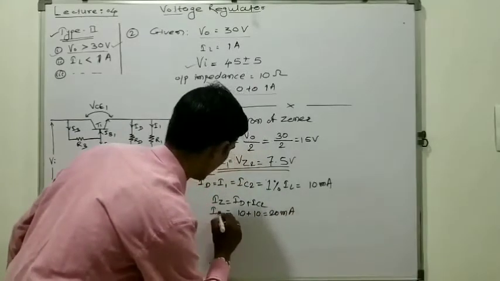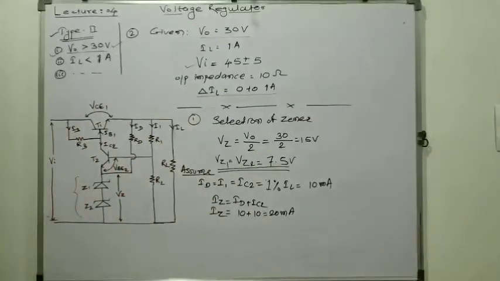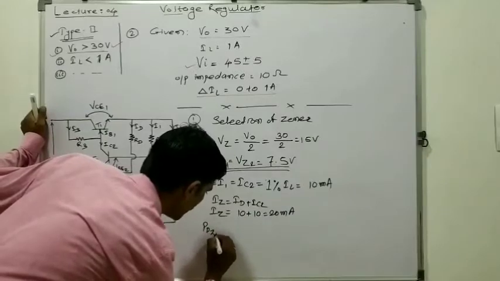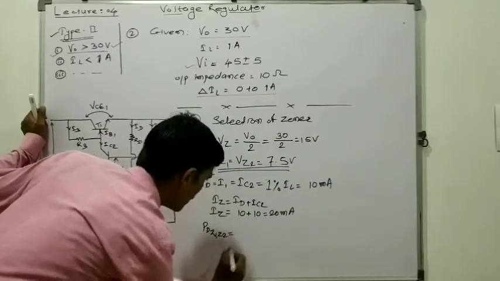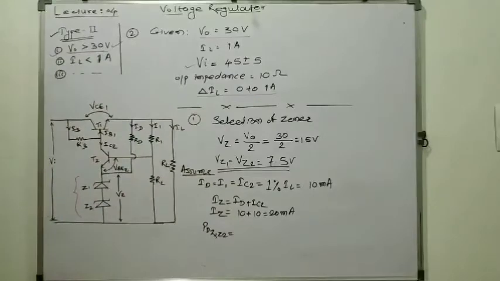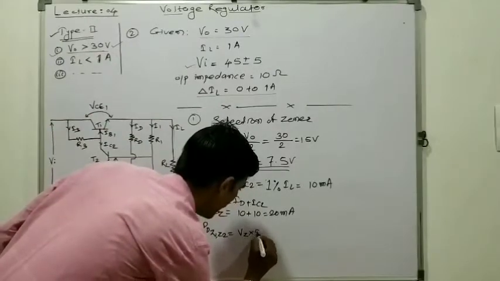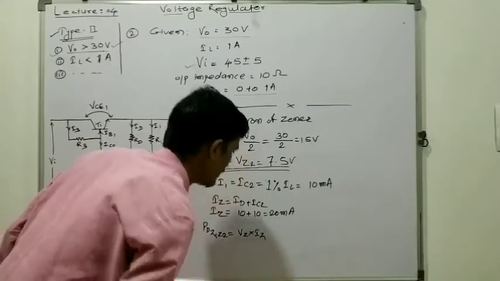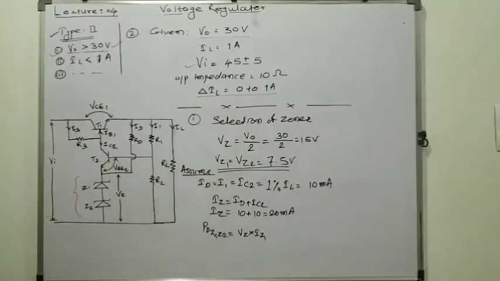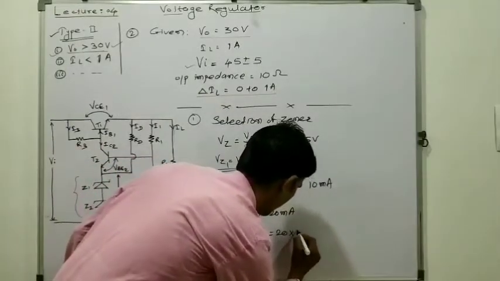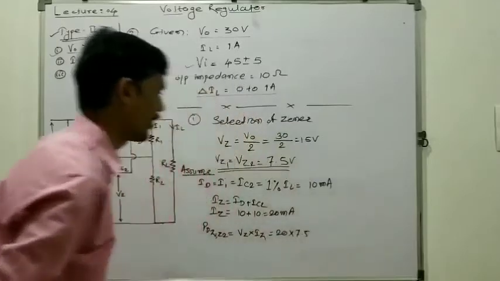So this is IZ. Next is power dissipation across the Zener diodes Z1 and Z2. For power dissipation, it is nothing but V into I, VZ multiplied by IZ, either IZ1 or IZ2. So that is the power dissipation. It is equal to 20 milliampere multiplied by 7.5.